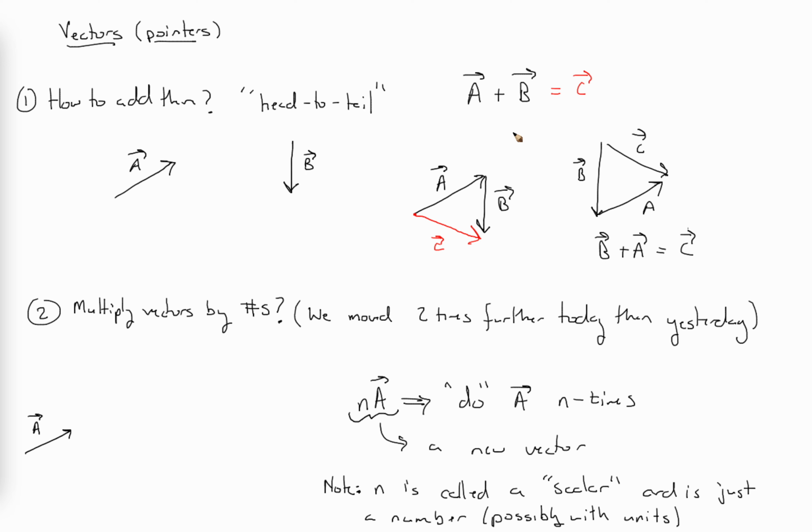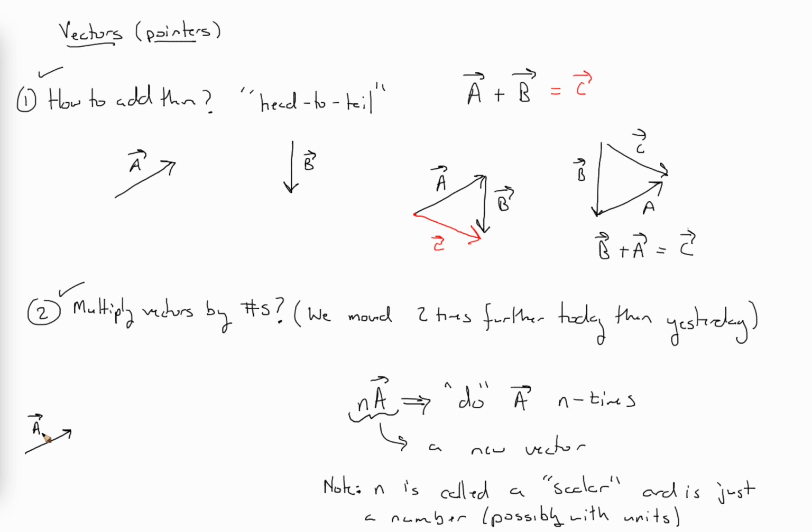All right, mathematician says, okay, good, you've got the first thing checked off. Now you have to figure out how you're going to multiply a vector by a number. Now, why would we want to do that? Because I might say something like, I moved 2 times further today than yesterday. Well, that has to have a meaning. We know that makes sense. If I tell you I moved twice as far in the same direction today as I did yesterday, then that's a possible motion.